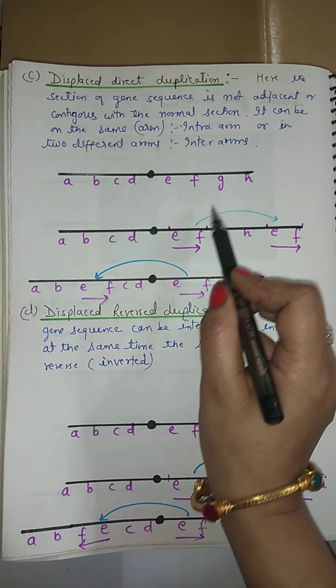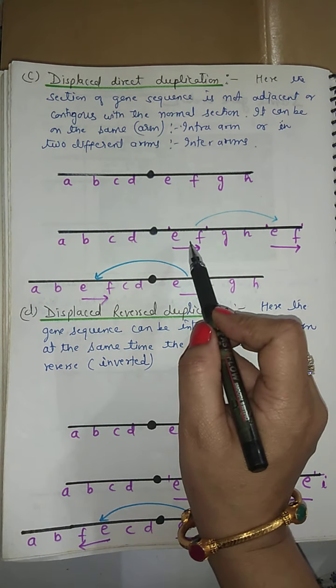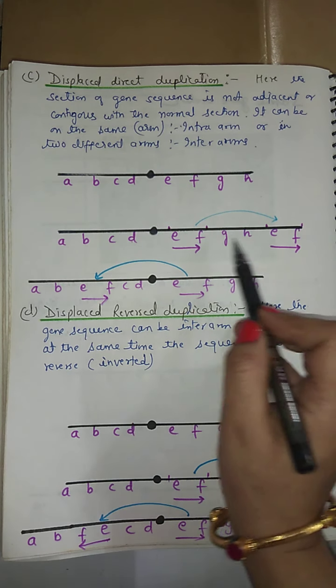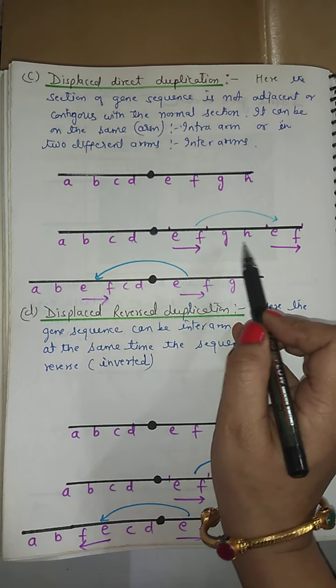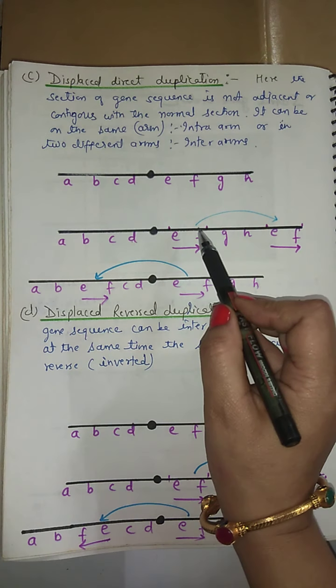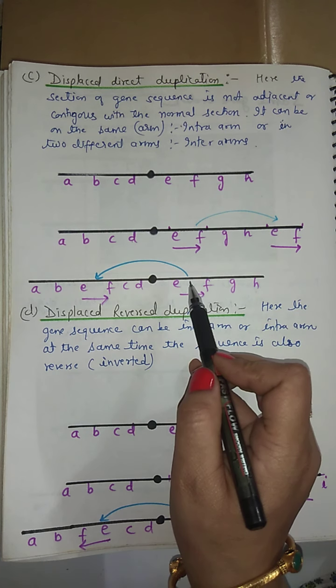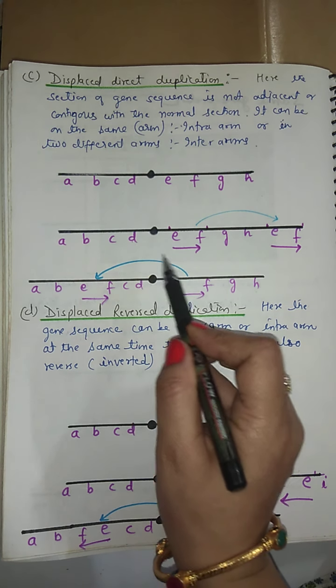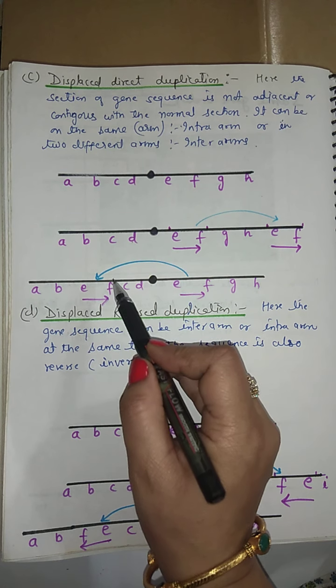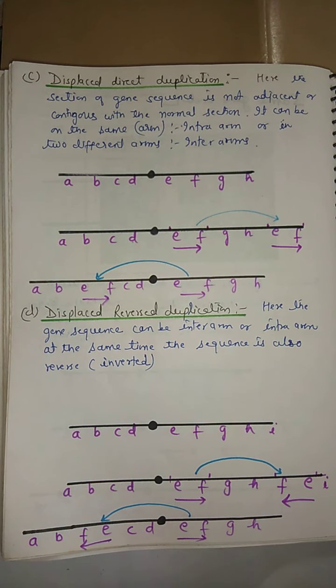Rather, it is displaced to somewhere else, either on the same arm. Now this EF is doubled after the GH. Rather than EF, EF, it is EF, GH, EF. Since it is on the same arm, this is called intra-arm, and if this EF is displaced to the another arm, this will be called inter-arm displaced direct duplication.